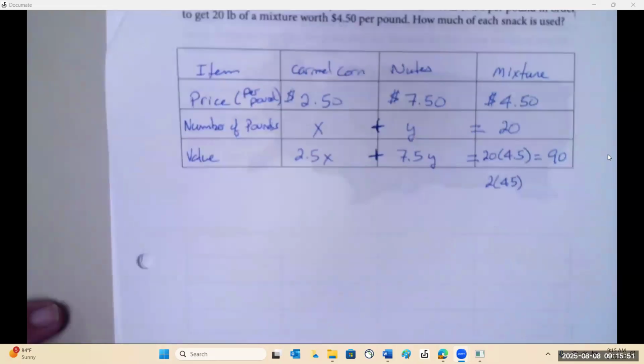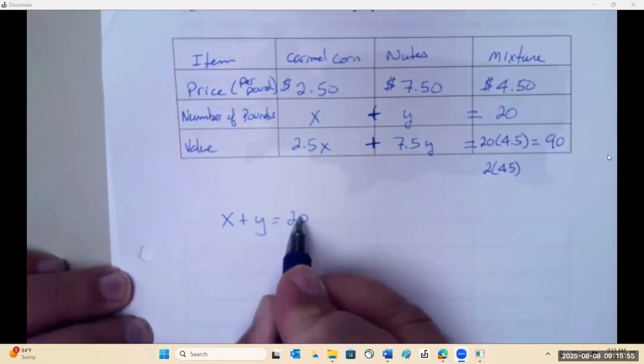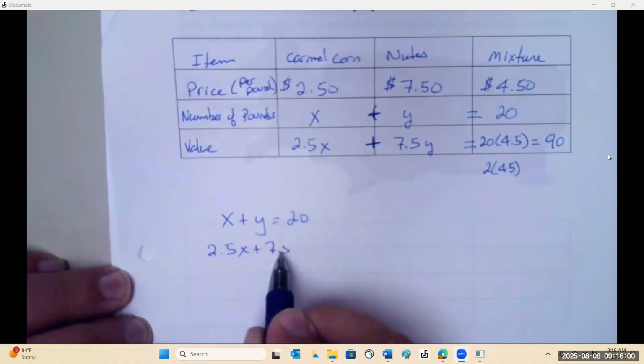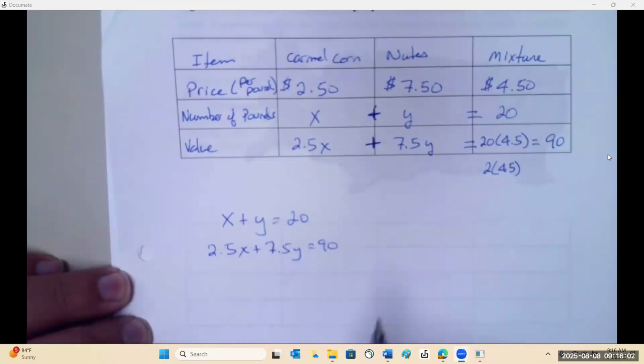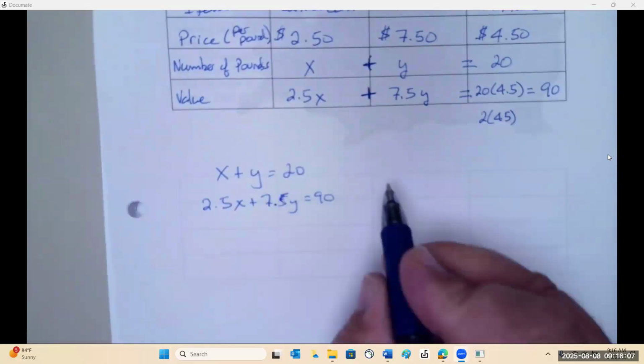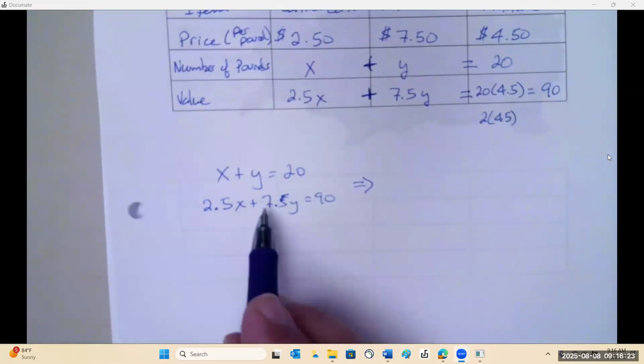So what are my two equations? And then 2.5x plus 7.5y equals 90. Now, to begin with, I don't like dealing with decimals. How do we get rid of the decimals in the second equation? How do you get rid of that one decimal place?